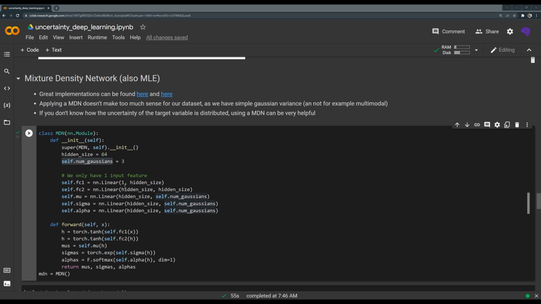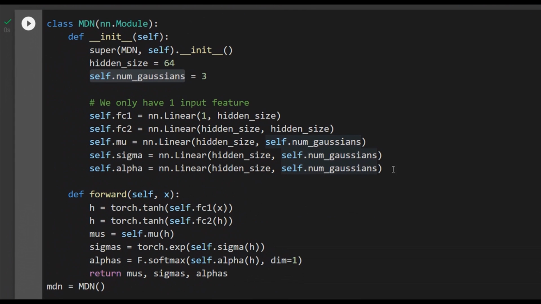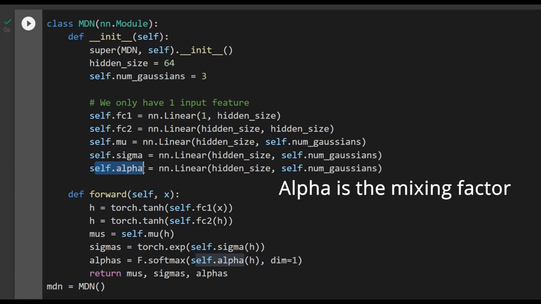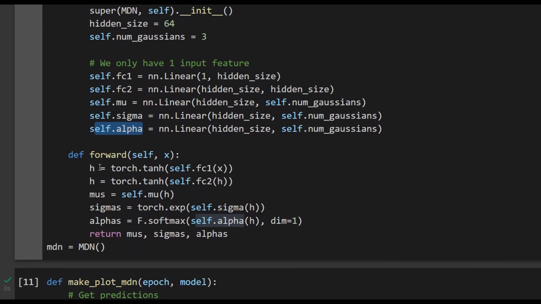In any case, we can predict three things here. Again, I did it separately, but you can also do this in one pass, having a single linear layer that is 3 times 3, so 9 outputs, meaning 3 outputs with 3 values each. So that means 3 mus, 3 sigmas, and 3 alphas. Then I pass everything through the first 2 linear layers, which are shared, and then I have separate mus, sigmas, and alphas.